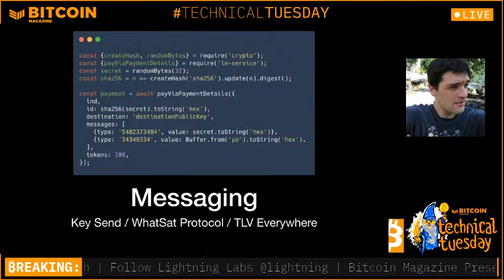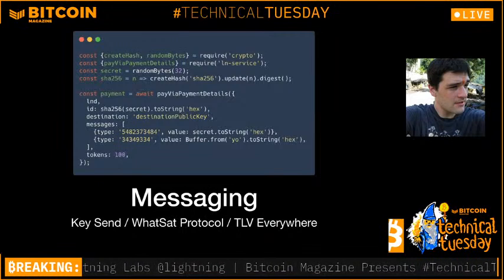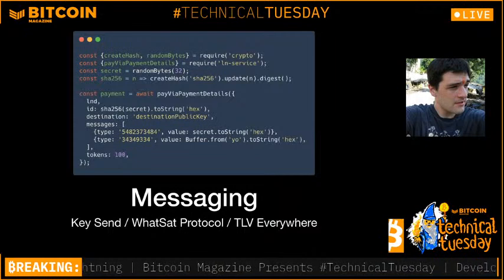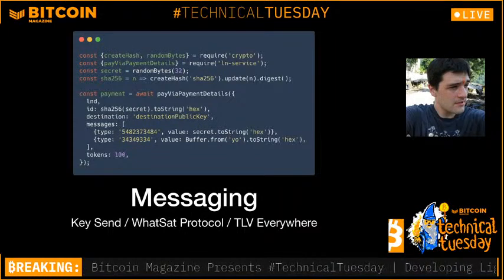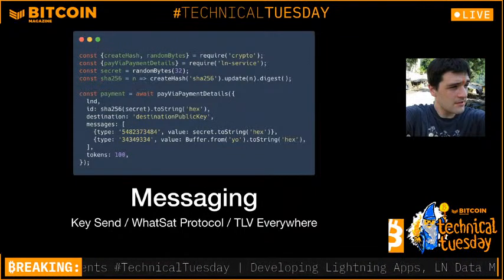And you can see that represented here. It has this really weird number, 548237. This is a type of message that includes a pre-image. It's not necessarily a standard, but this is what LND will support if you turn on Keysend. And then you just send it the secret, which is just random bytes.